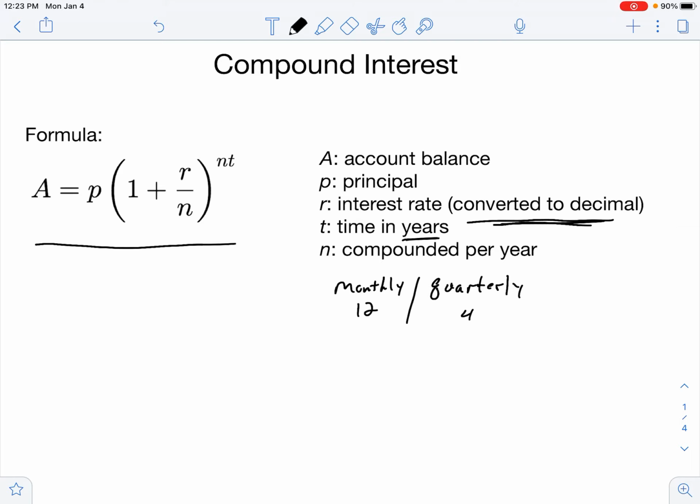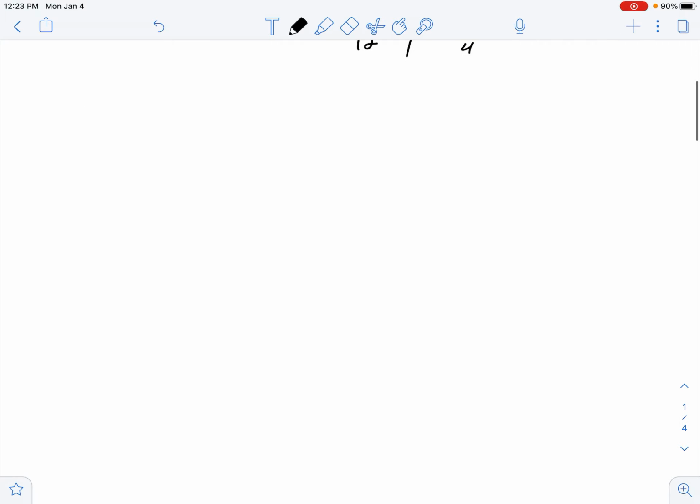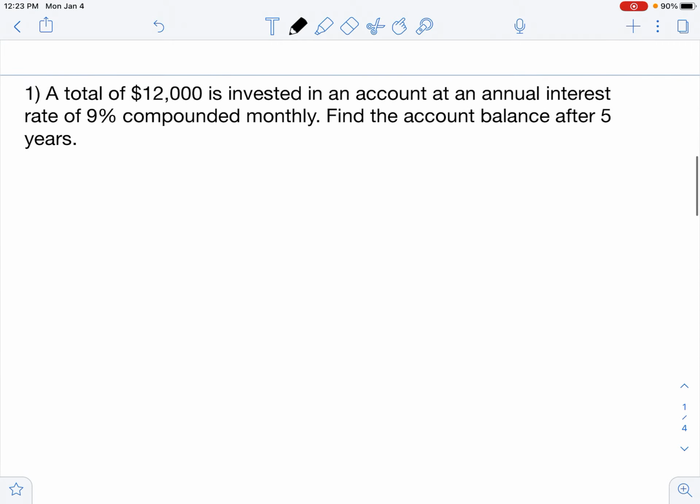So let's go ahead and take a look at one of these problems. I'll take a look at number 1. We see we have a total of $12,000 invested in an account with an annual interest rate of 9%, and it's compounded monthly. We want to find the account balance after 5 years. So we start off with our formula here. A is equal to P times 1 plus R over N, raised to the N times T.